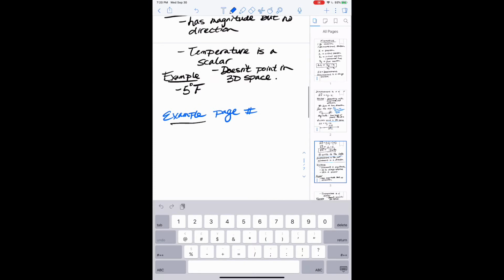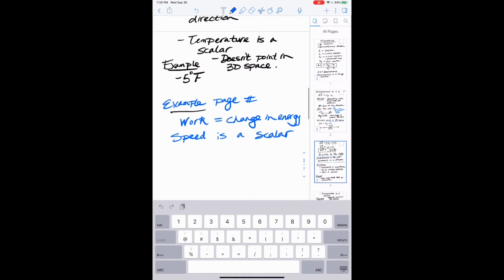What else can we say? I would say work is a scalar, which is a change in energy. That's kind of a tough example. Energy. Distance, we already said. And then I guess another one would be speed. Okay. So, good. We're getting some examples there.